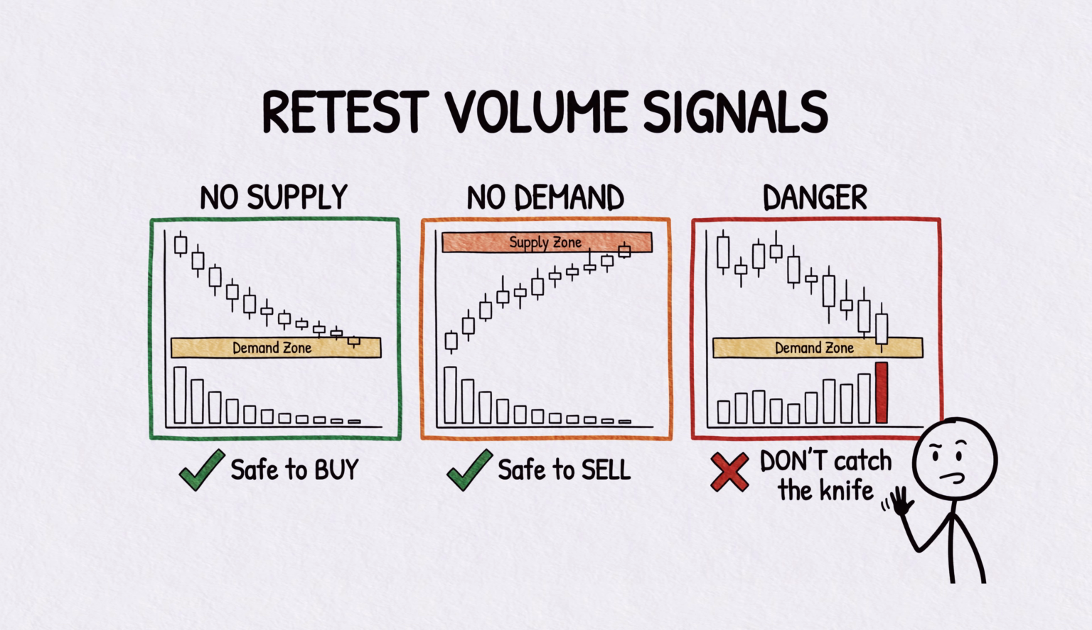Testing a demand zone, price drops back with shrinking candles, volume declining, noticeably lower than the most recent candles. That's no supply. The sellers are spent. Safe to buy. Testing a supply zone, price retraces up with small candles, upper wicks, volume declining. That's no demand. Buyers are exhausted.